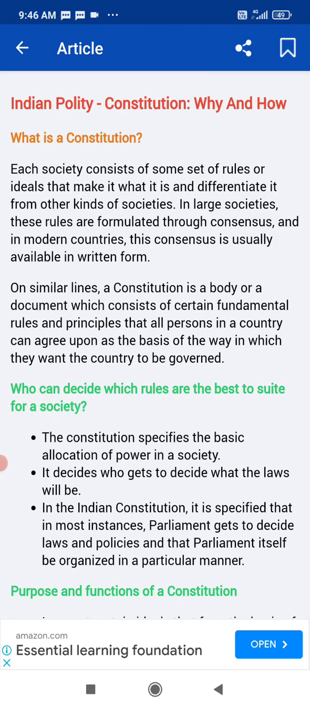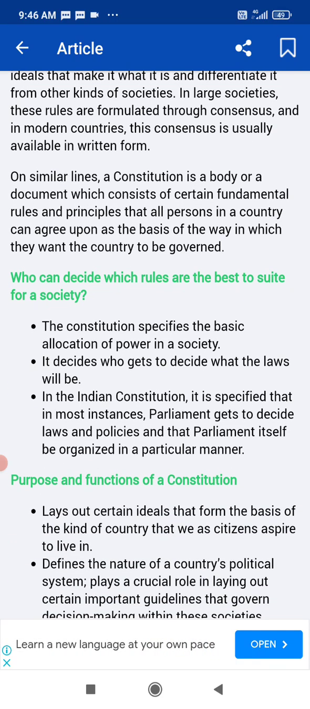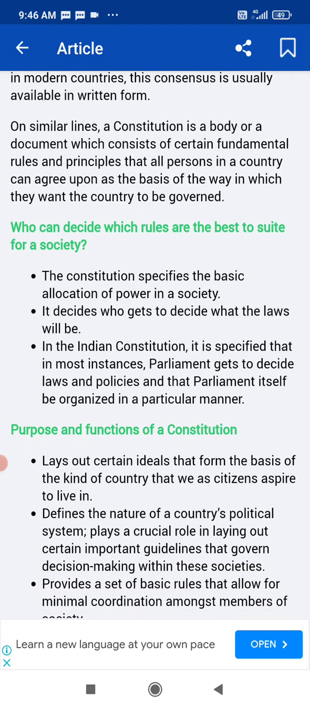In large societies, these rules are formulated through consensus, and in modern countries, the consensus is usually available in written form. On similar lines, a constitution is a body or a document which consists of certain fundamental rules and principles that all persons in a country can agree upon on the basis of the way in which they want the country to be governed. Who can decide which rules are the best to suit a country?